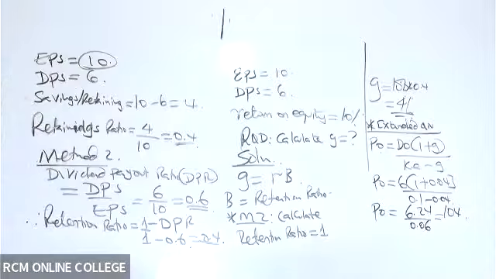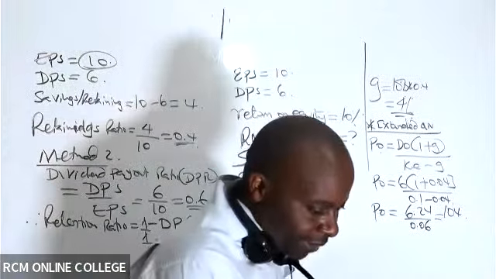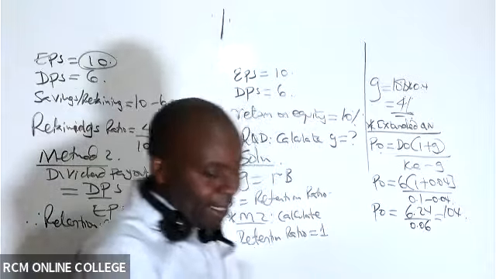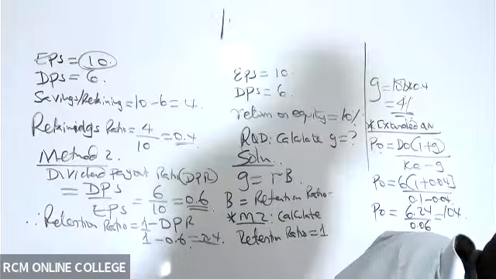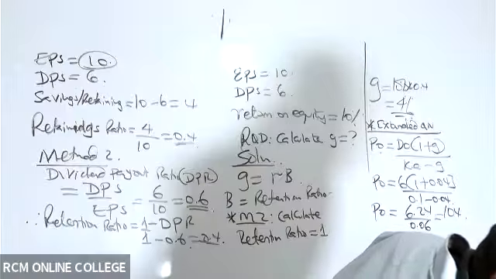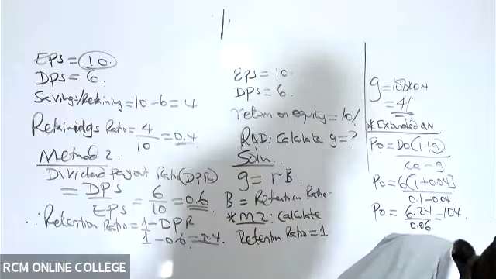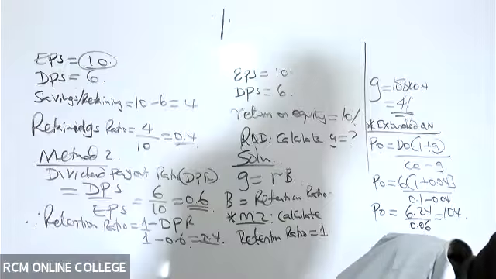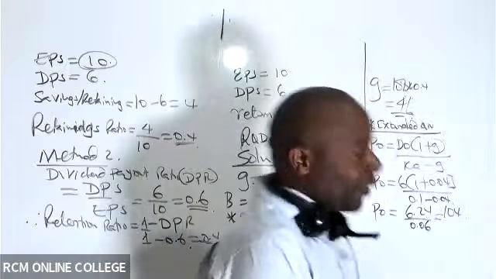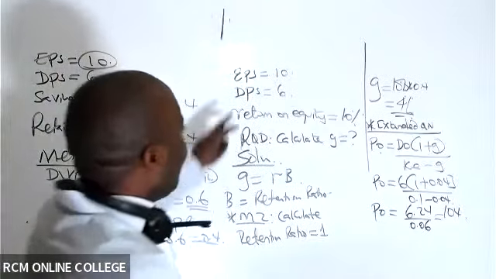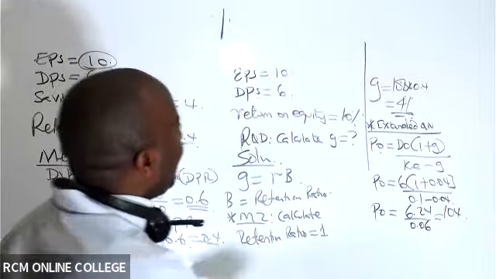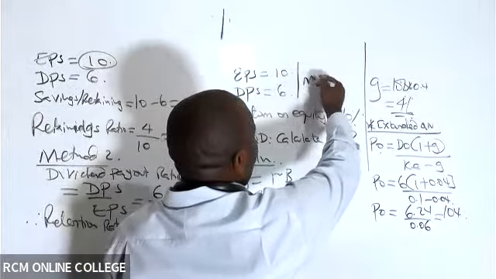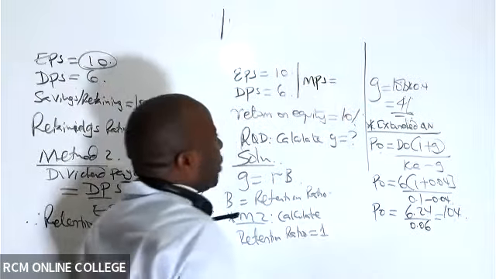All right. DPS is dividend per share. Yeah. So you see, we have DPS is dividend per share, earnings per share. Then we have MPS. MPS is market price per share.